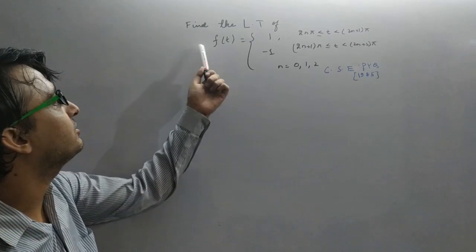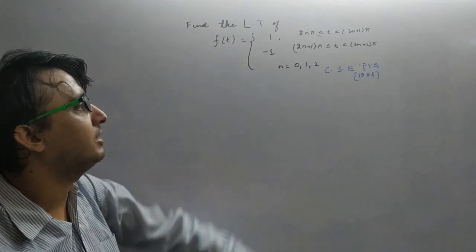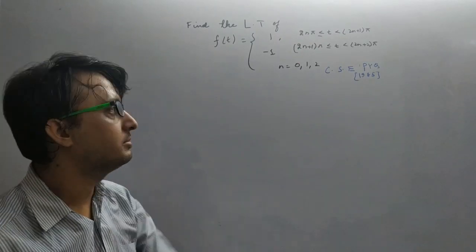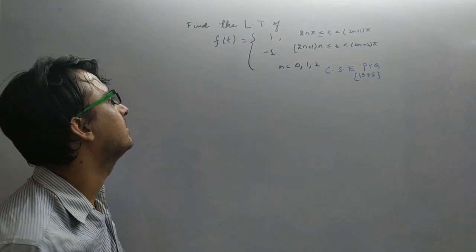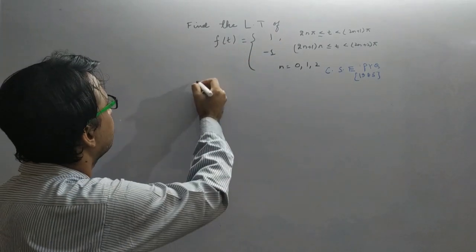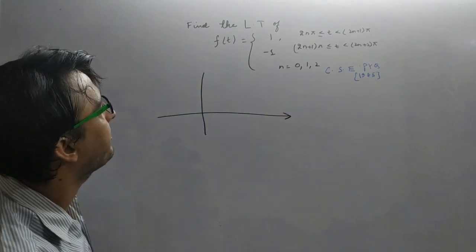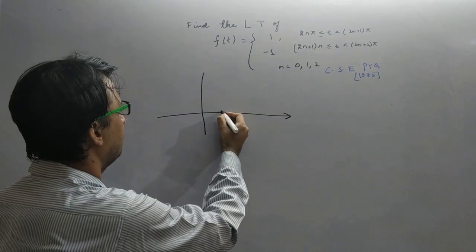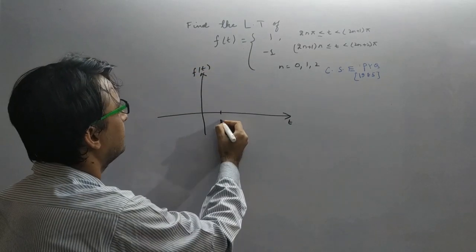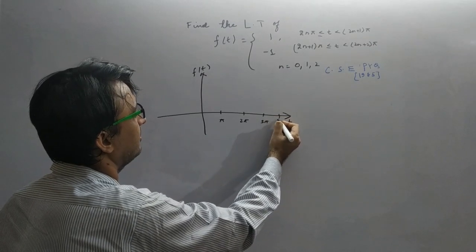Okay, now this is the question, and this question is about the use of finding the Laplace transform of a periodic function. We are taking the question from previous year papers; this was asked. So first I will try to plot this function. This is the time scale, and this is the function f(t). I take pi, 2 pi, 3 pi, 4 pi, and so on.